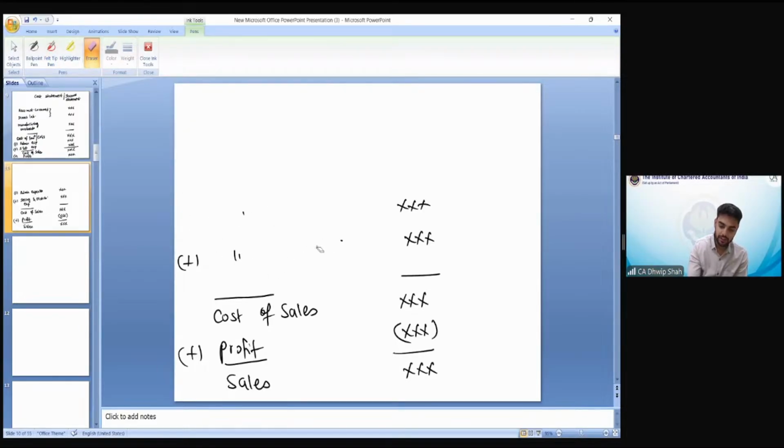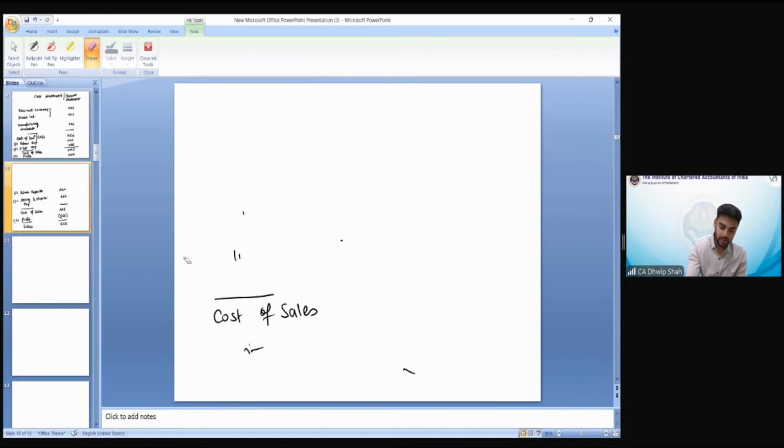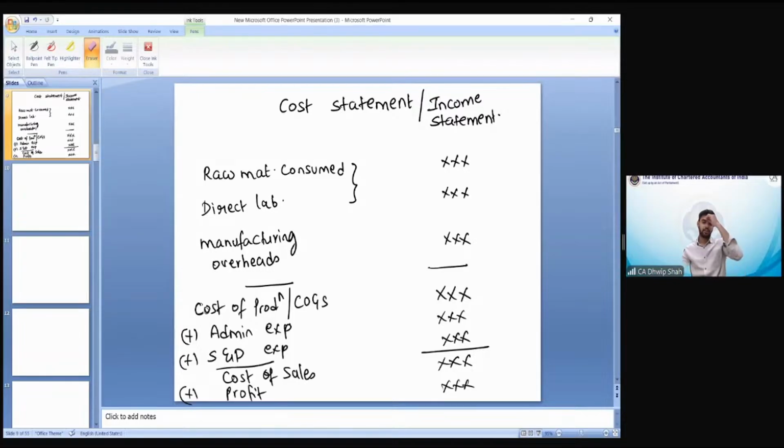Can I say your manufacturing overheads will contain the amount of depreciation as well? Depreciation which is directly related to manufacturing, let's say machinery, electrical fittings, etc. All of that depreciation will come in manufacturing overheads. Your manufacturing overheads would include depreciation as well, that is related to manufacturing.